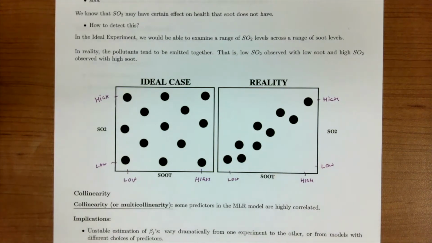So multicollinearity or collinearity focuses on how the X's are related to each other. There's nothing to do with the Y or the response. And so we want to understand if some of our predictors or regressors in our model are highly correlated.